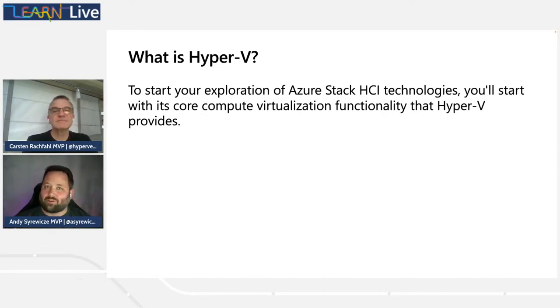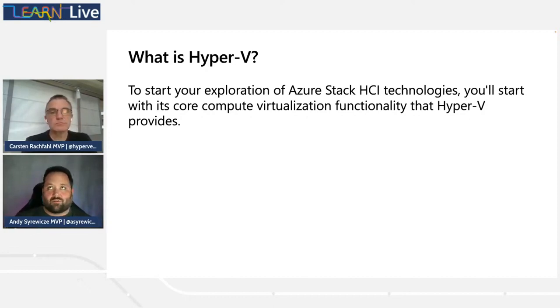So again, starting with those core technologies in Azure Stack HCI, what is Hyper-V? Hyper-V is the core virtualization technology inside of Windows Server and inside of Azure Stack HCI. It is the role that allows you to spin up virtual machines and present them to your network so your end users can consume those services. If you're not 100% familiar with virtualization, basically what Hyper-V and hypervisors allow us to do is take a physical server, install the hypervisor on top of it, and then take the host resources from the physical machine and carve them off into separate virtual machines.